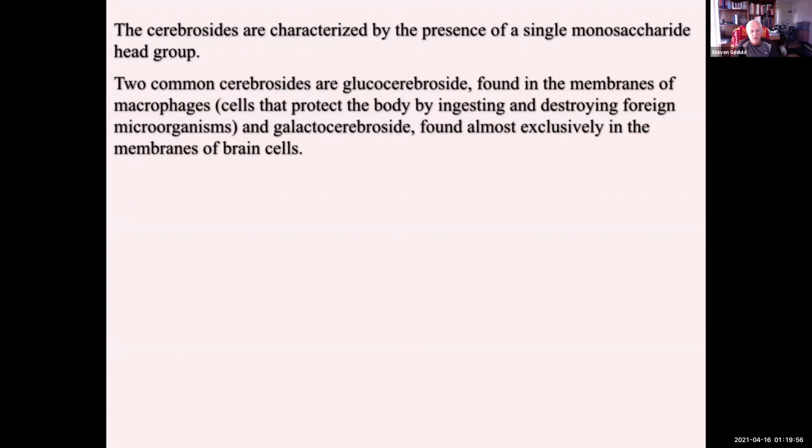The cerebrosides are characterized by the presence of a single monosaccharide head group, like we talked about. We said the difference between glucose and galactose. Two common cerebrosides are glucocerebroside, which is found in the membranes of macrophages. Macrophages are the ones that destroy foreign bodies, pathogens, bacteria, viruses. They go around and dissolve invading pathogens. Those are the glucocerebrosides. And then the galactocerebroside, those are the ones that are found in the membranes of brain cells.